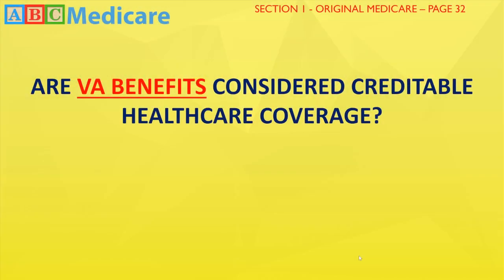Are VA benefits considered credible health care coverage? And the answer is no. So if a veteran turns age 65, does not enroll in Part B, and does not have group health insurance, and later wants to enroll in Part B, they're going to owe a penalty. This is something that I believe is absolutely wrong, that our government needs to get changed, okay? So VA benefits are not credible health care coverage, but you'll learn later that VA benefits are credible drug coverage, okay?